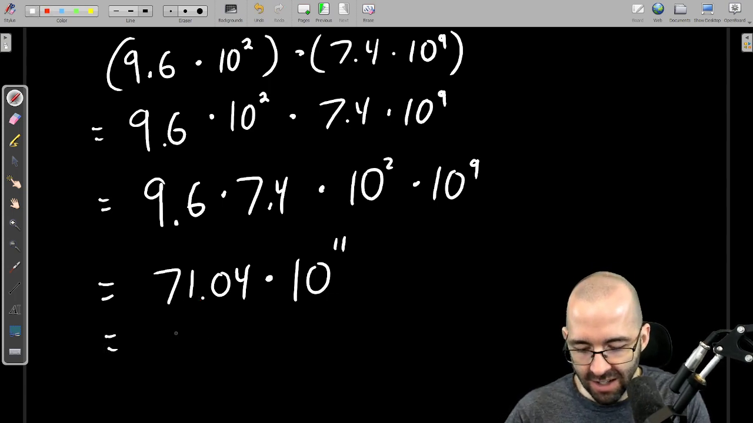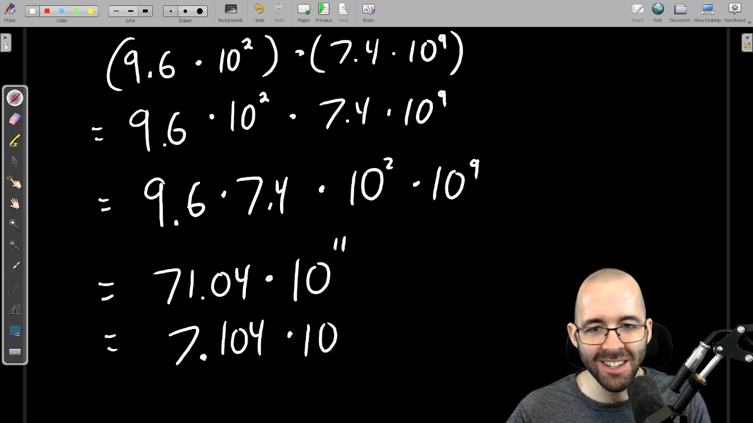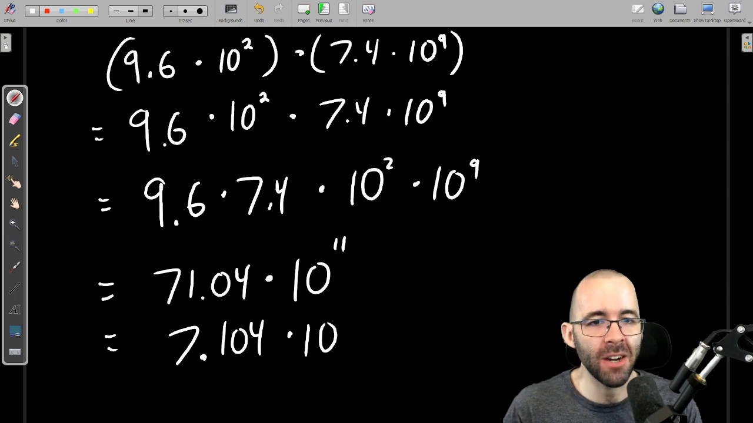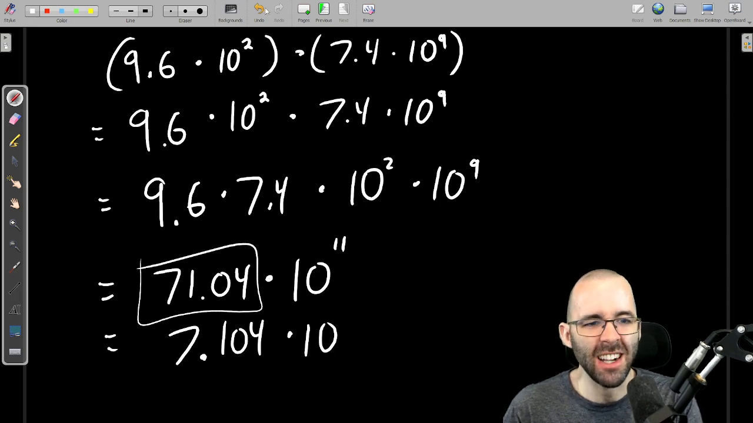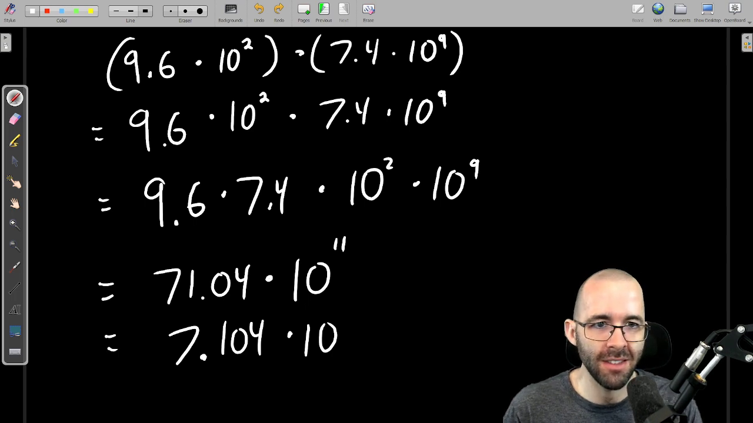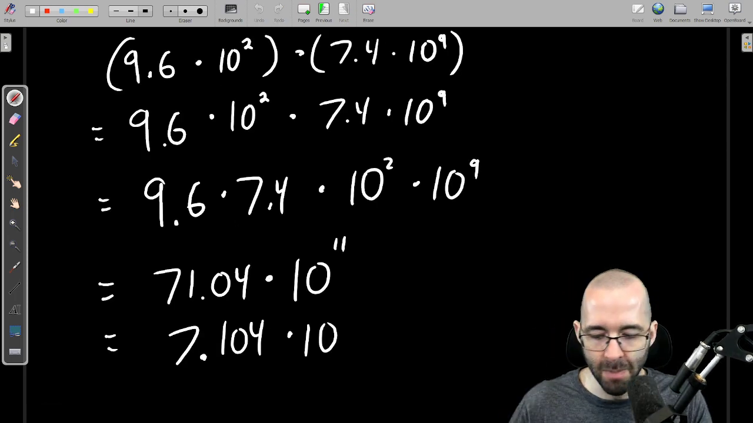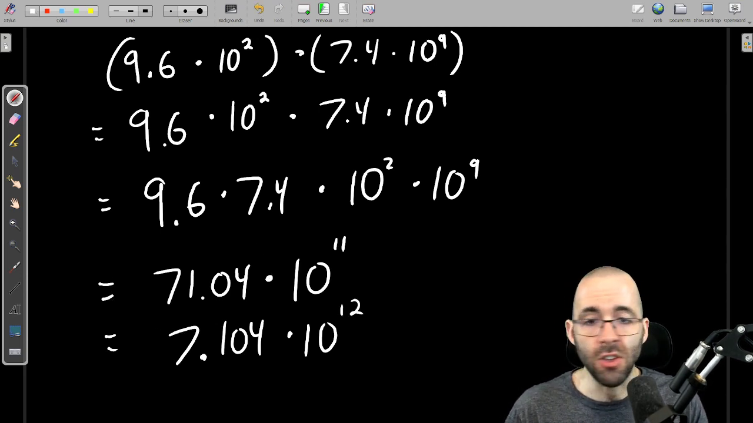So if we do that, 7.104, what happens to the exponent? Does it get smaller or bigger by 1? So remember, bigger numbers, positive exponents. 71, not huge, but it's a bigger number. So it's going to be adding an exponent. If you have smaller numbers with decimals, that's going to be negative exponents. So this is a bigger number right here. Going to increase our exponent by 1.